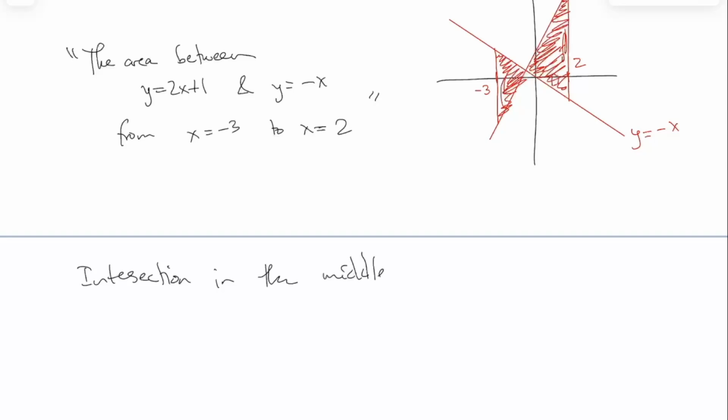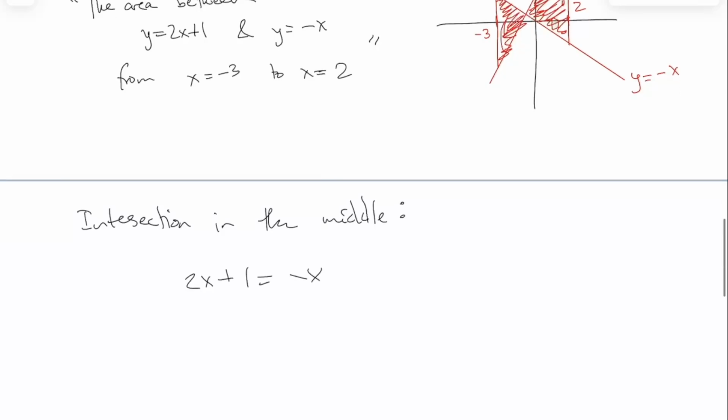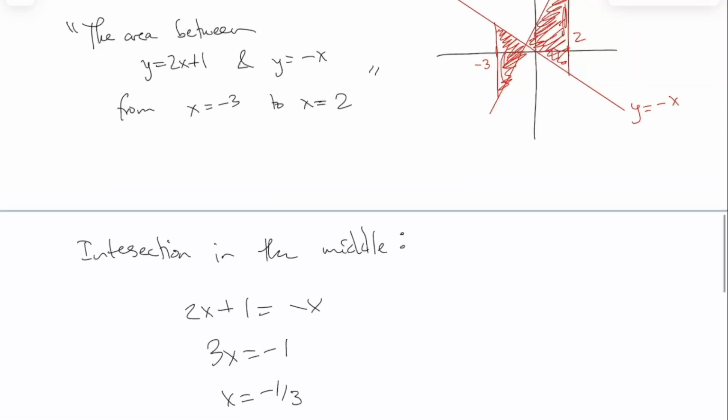By setting the two formulas equal to each other, that would be 2x plus 1 equals negative x. And then this is not so hard to solve. You add the x over there, 3x equals minus 1, right? x equals negative a third. So this is that extra point in the middle where the intersection is.